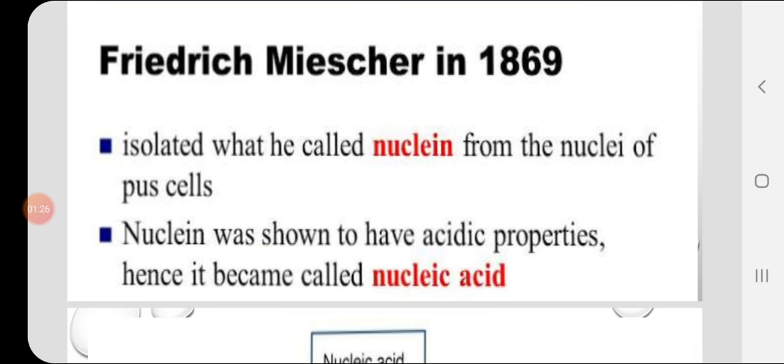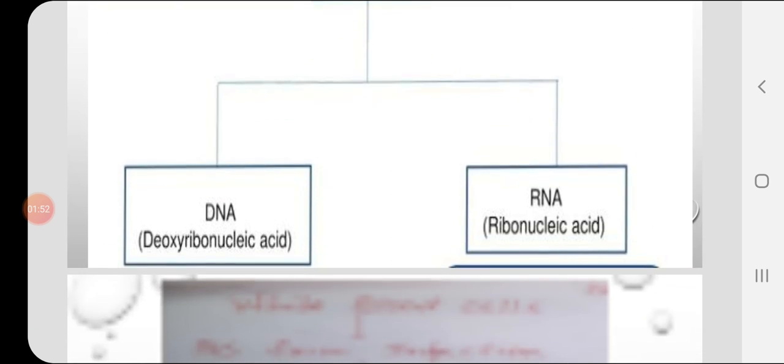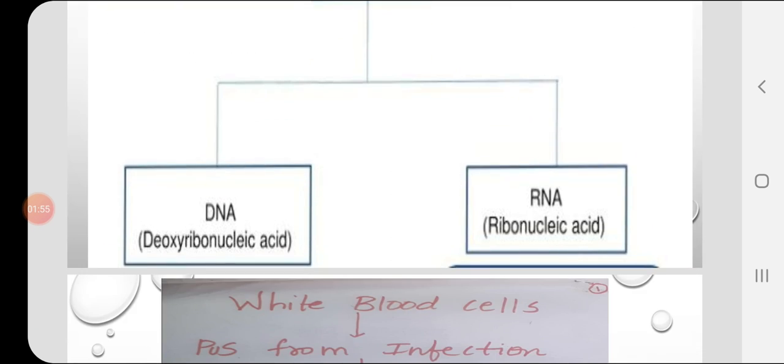Friedrich Miescher in 1869 isolated what he called nuclein from the nuclei of the pus cell. This nuclein was shown to have acidic properties, hence it became nucleic acid. Nucleic acids are of two types, that is DNA and RNA. DNA means deoxyribose nucleic acid, RNA means ribose nucleic acid.